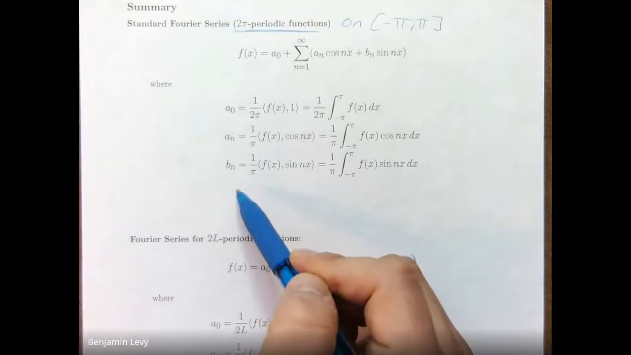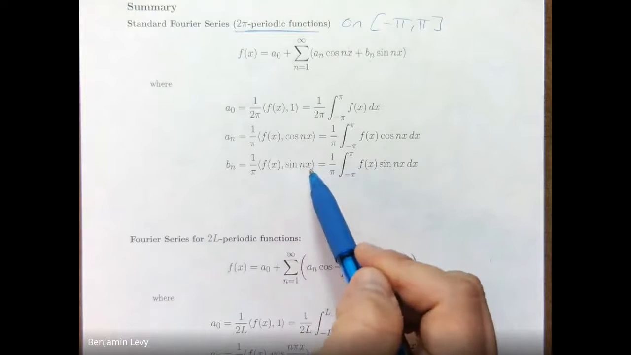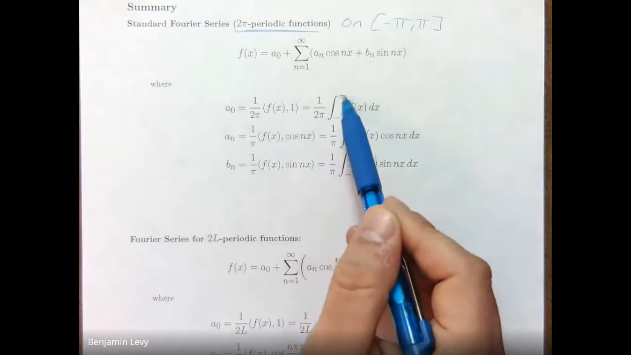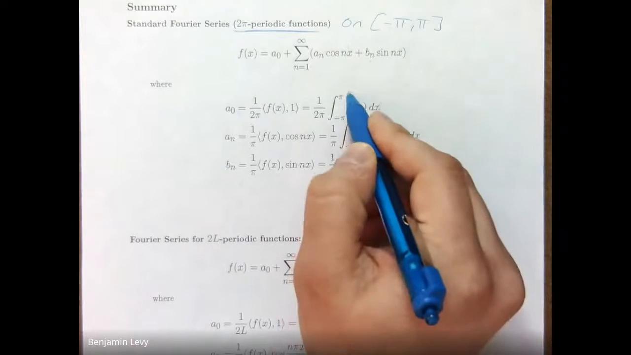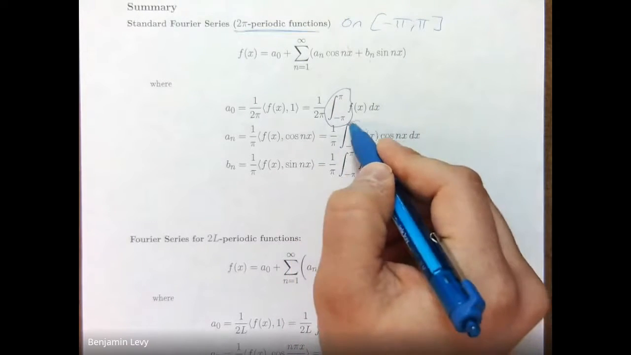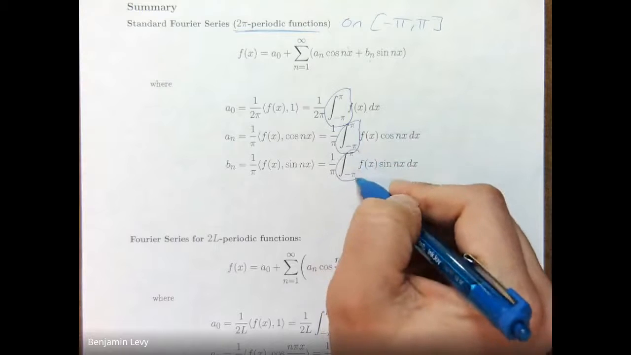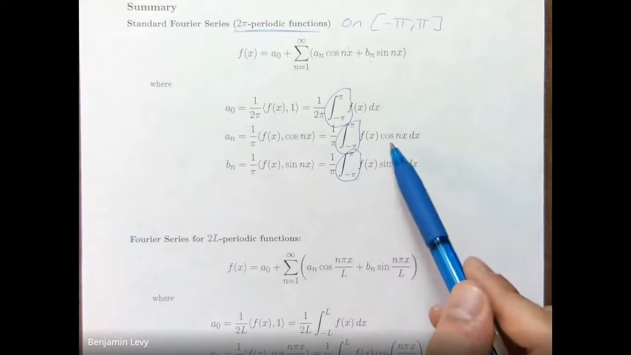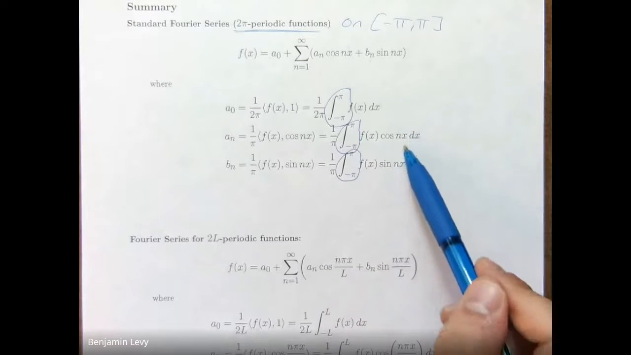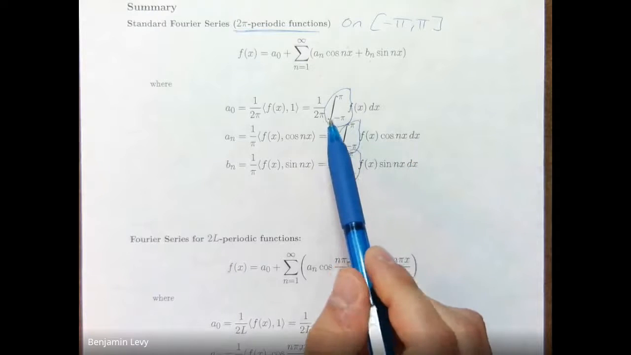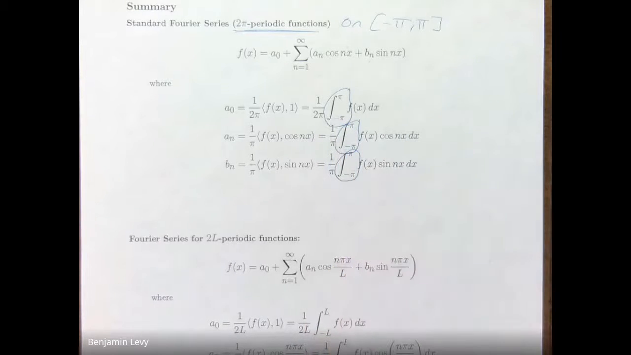But the key thing to note that's different between these formulas and the other ones, well, first of all, they're inner products, right? And so they're integrals. But these integrals are all from -π to π because we're on the interval -π to π. And then inside the cosine and the sine is just nx. And then we've got π's on the outside because we're on the interval -π to π.